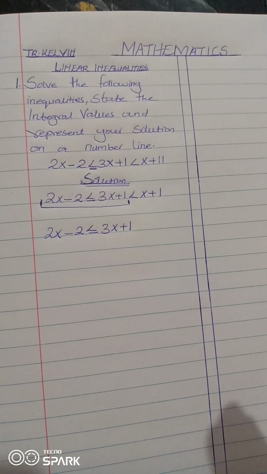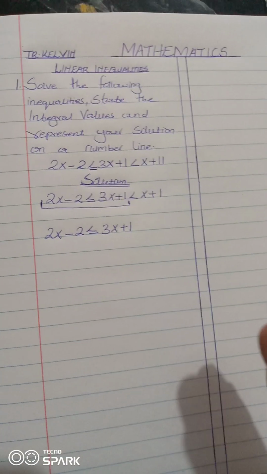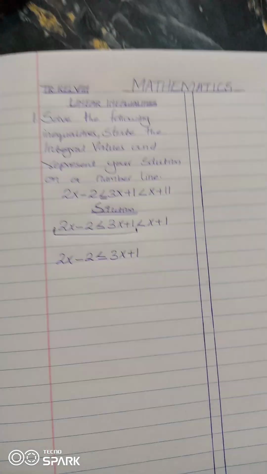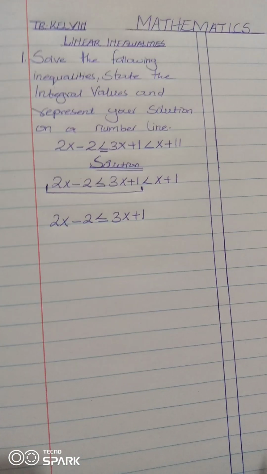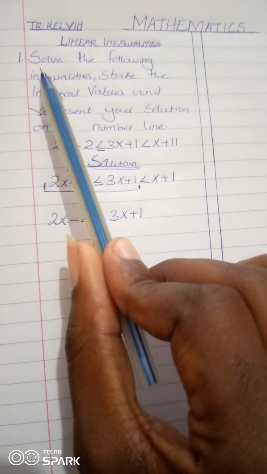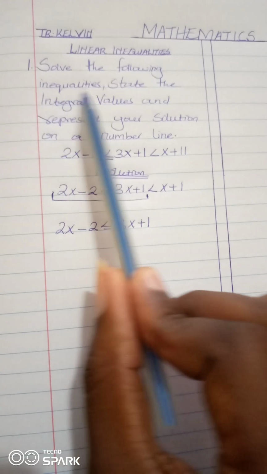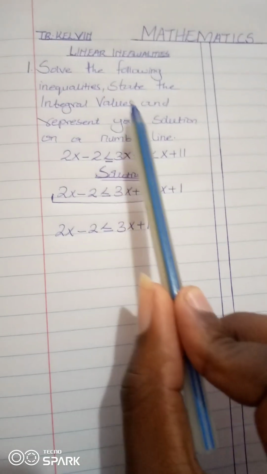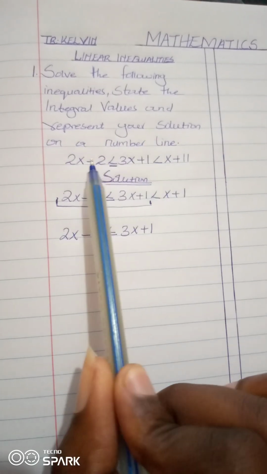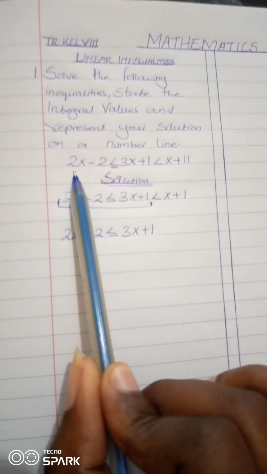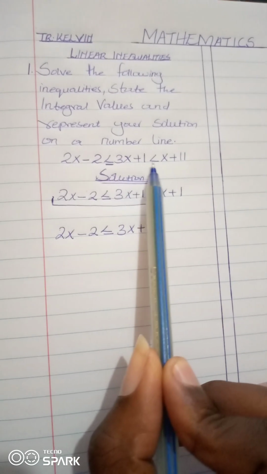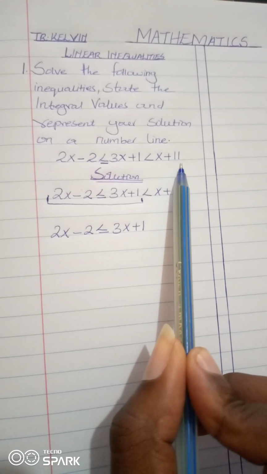Our lesson today is a mathematics lesson, and you're going to deal with a very interesting topic: linear inequalities. We have the first example here. Solve the following inequalities, state the integral values, and represent your solution on a number line. The inequality is 2x minus 2 less than or equal to 3x plus 1 less than x plus 11.